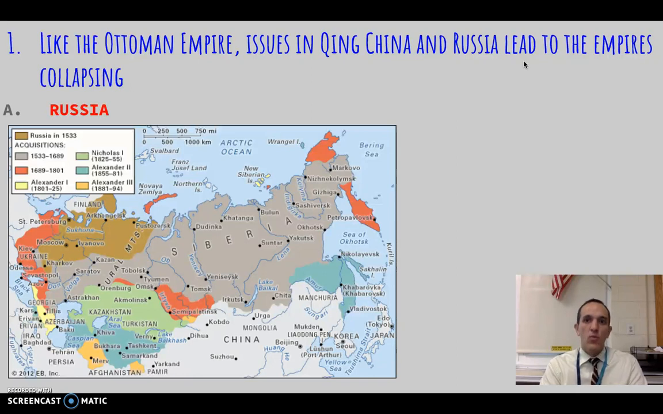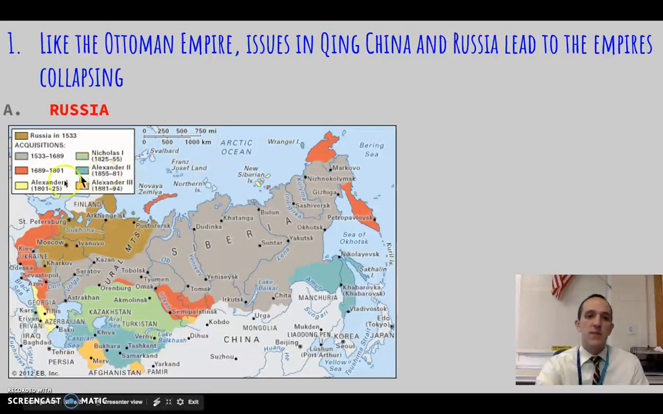Similar to the Ottoman Empire, there are two other old empires that have been around for a long time. The Ottoman Empire has been around since the 1400s. The two other empires that are going to fall right around 1900 are the Qing of China, which have been around since 1644, and the Russian Empire, which has been around for about 300 years. These three empires are going to collapse for different reasons, but I want to get into Russia first.